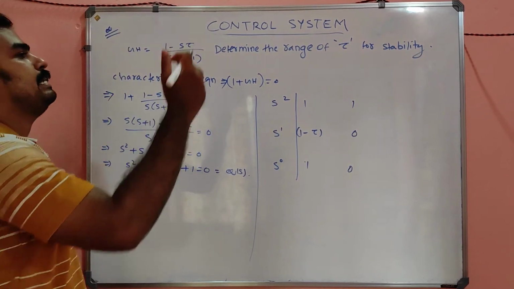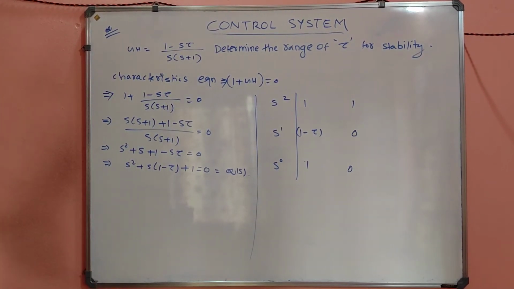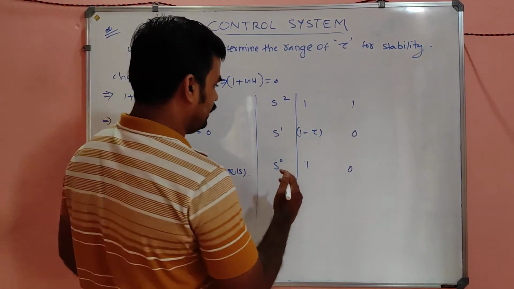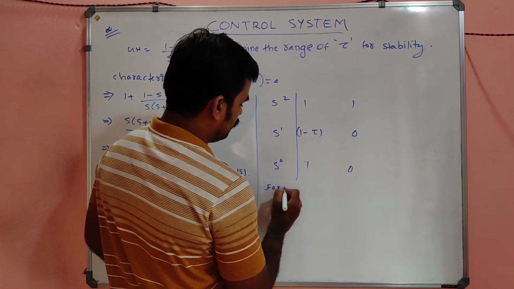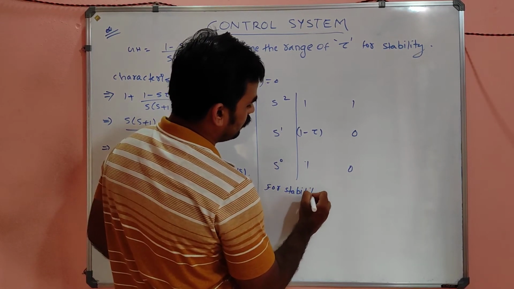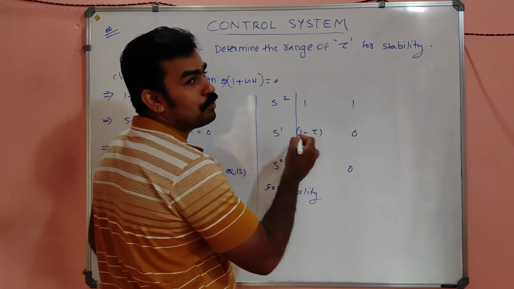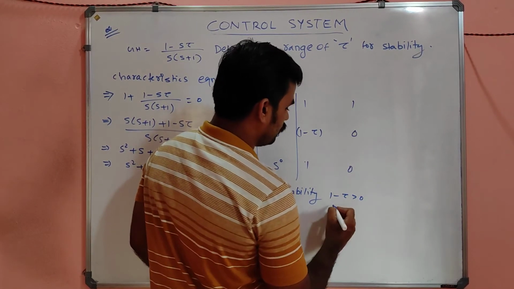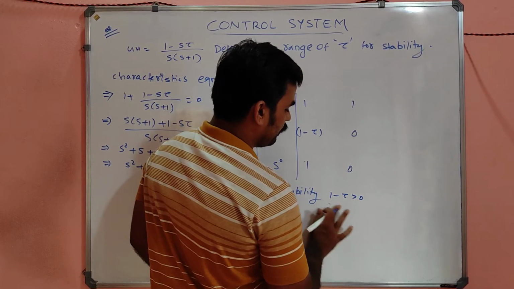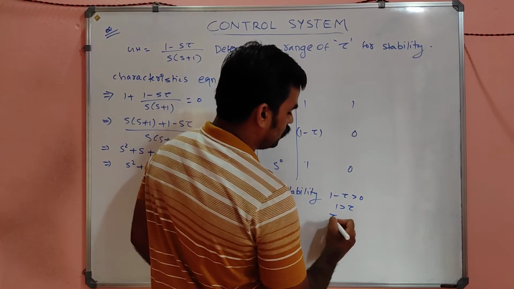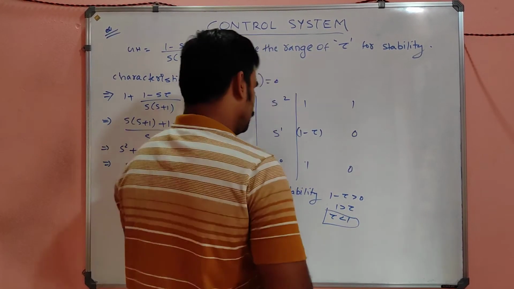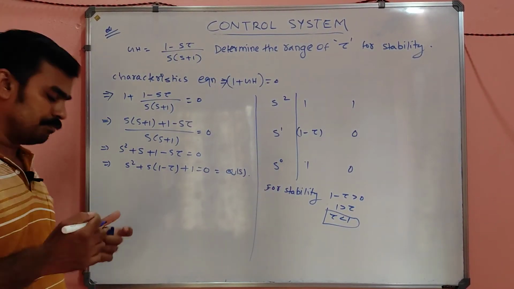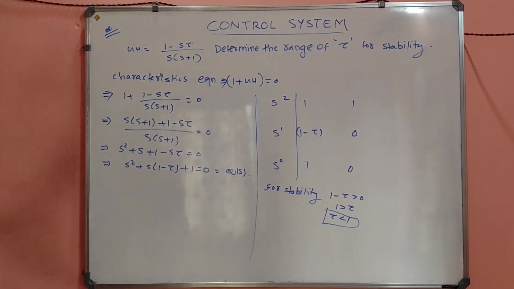For system stability, my dear, this 1 minus tau should be greater than 0, right? That means there should not be any sign change, no right half of s-plane roots. 1 minus tau greater than 0, or 1 greater than tau, or tau less than 1. So that is the range of tau for the system to be stable.